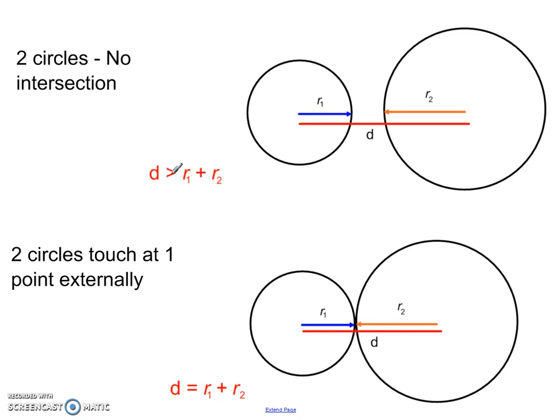So if I've got d is bigger than r1 plus r2, what that means is I've got two circles somewhere in this geometric space which don't touch each other at all. So there's not even a single point of contact between these two circles.